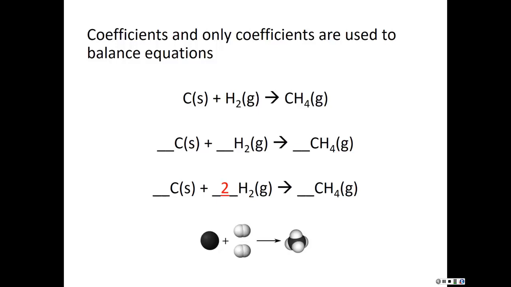So my balanced equation here is 4 aluminum plus 3 O2 reacts to form 2 Al2O3s. And again, it's the same number and type of atoms going into the reaction as comes out of the reaction. Questions?